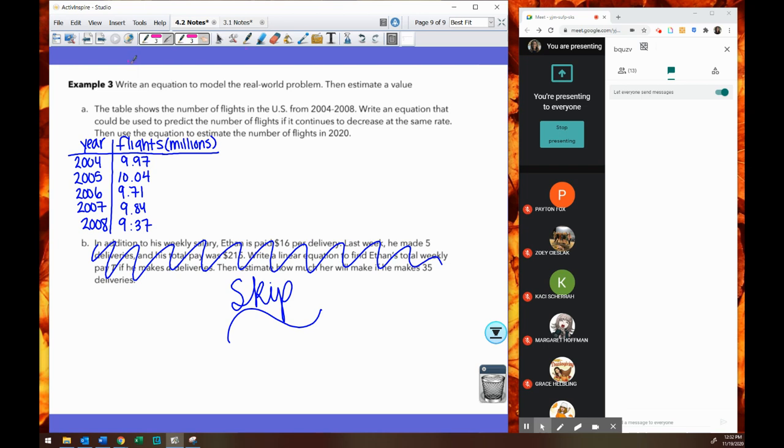Then we're going to take that data to write an equation that we can use to predict the number of flights if it continues to decrease at the same rate. So if there's a constant pattern in there, we're going to find the constant pattern to figure out the estimate of how many flights there are in 2020.